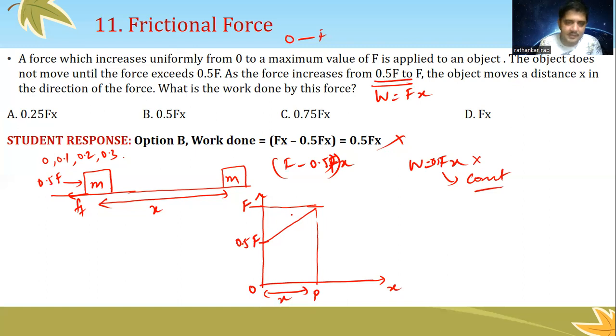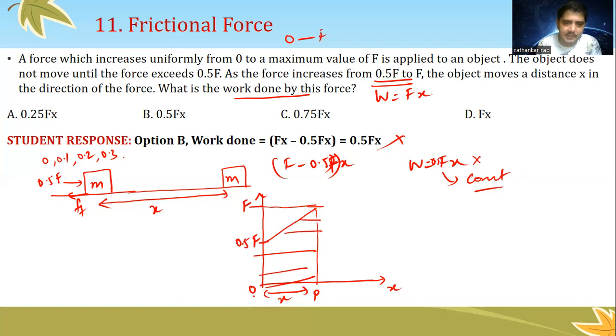Some people can argue, why should it be like this? Why can't it be a straight line? It's not a straight line because there is nothing else given to you, so you are assuming it like this. Now what you need is to find the work done by this force. What is work done from an F-x graph? The area under the curve. Let us find the area.